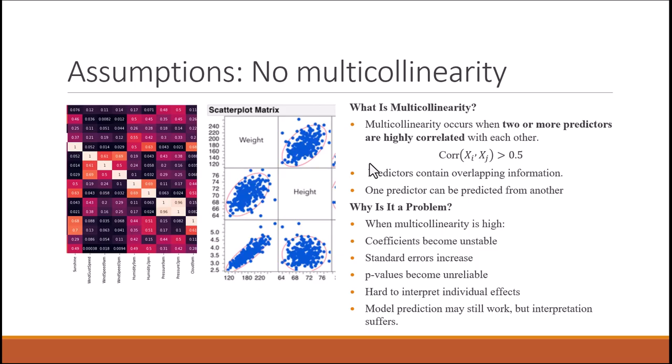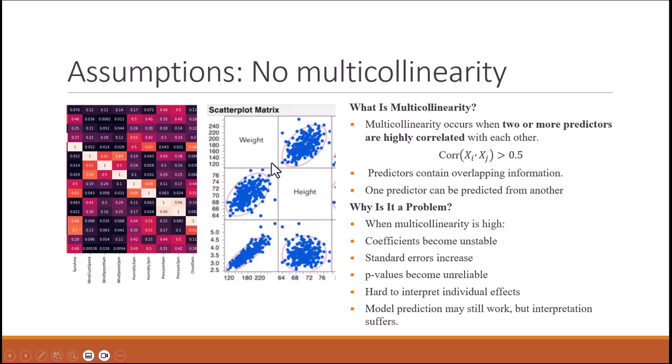Another assumption is that, if you want to develop a linear regression model, your variables should not have any multicollinearity. What does multicollinearity mean? It means that two or more predictors are highly correlated with each other, and the correlation between them, for example, is more than 0.5.